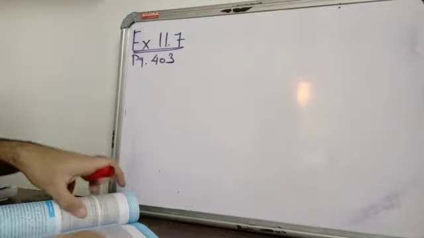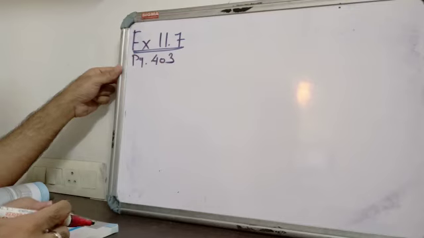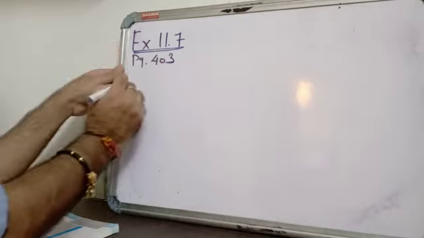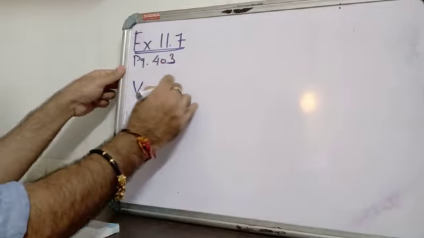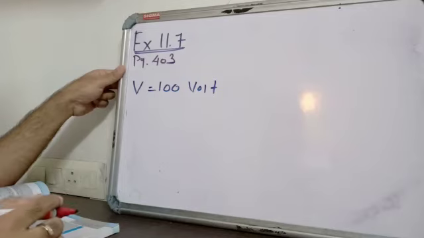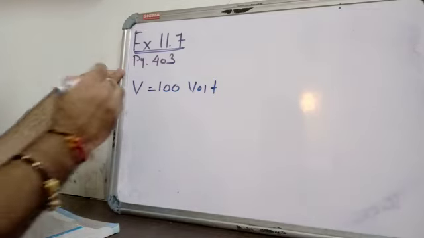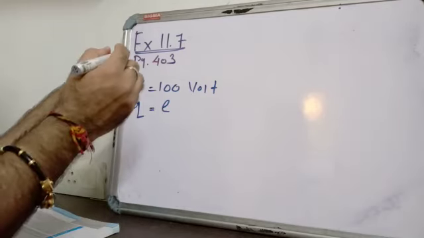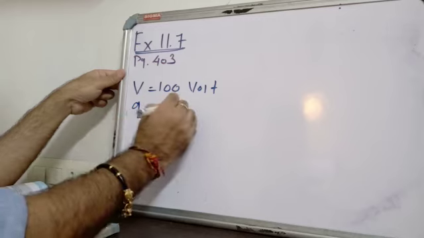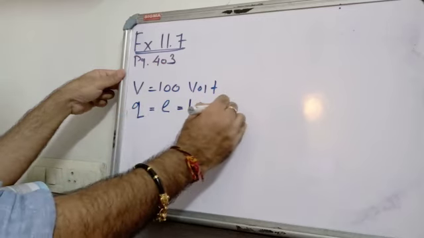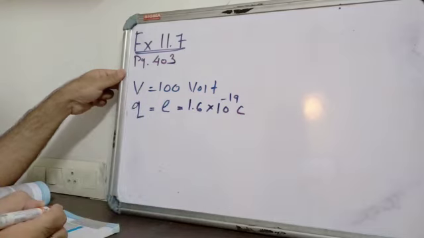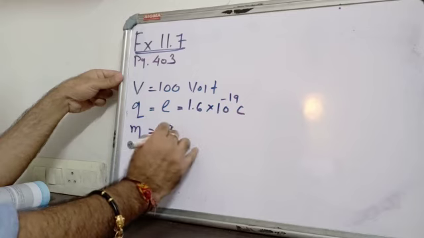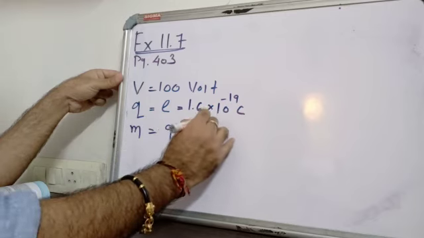Example 11.7. What is the de Broglie wavelength associated with an electron accelerated through a potential difference of 100 volt? Here V is equal to 100 volt. Q is equal to the charge of the electron, which is 1.6 into 10 raised to minus 19 coulomb. Mass of the electron, you might have remembered, is 9.1 into 10 raised to minus 31 kg.